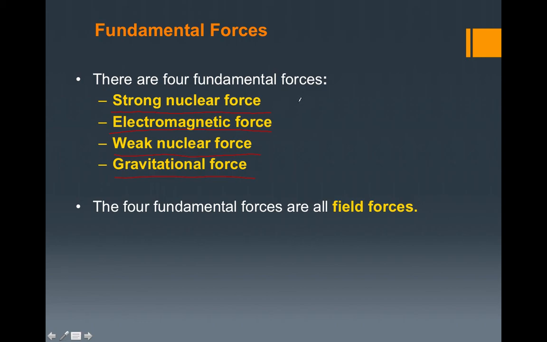Value-wise, the strong nuclear force, we would give it a value of 1. We'll compare everything to this. So if the strong nuclear force has a value of 1, our electromagnetic force is going to be 1 over 100. So your electromagnetic force is 100 times weaker than your strong nuclear force.